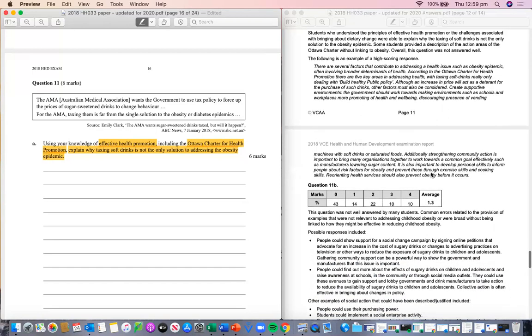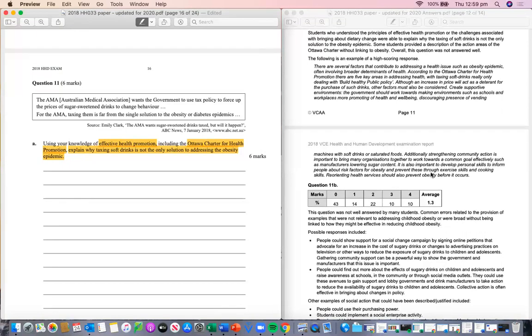So, example of a higher scoring response. There are several factors that contribute to addressing a health issue such as obesity, often involving broader determinants of health. According to the Ottawa Charter, there are 5 key areas in addressing health, with taxing soft drinks really only dealing with build healthy public policy. Although an increase in price will act as a deterrent for purchase of soft drinks, other factors must be considered.